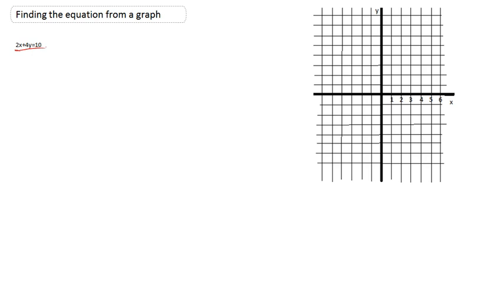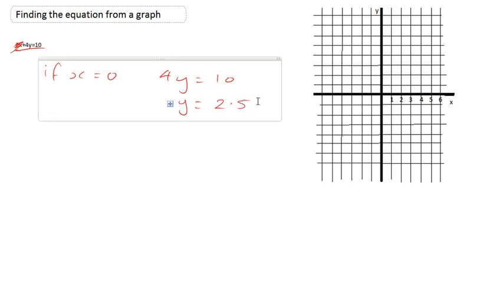point. It's a lot easier to look at this equation and go, right, if I make x equal to 0, then this whole first bit just disappears and I'm left with 4y equals 10. So y equals 2.5. So x is 0, y is 2.5.